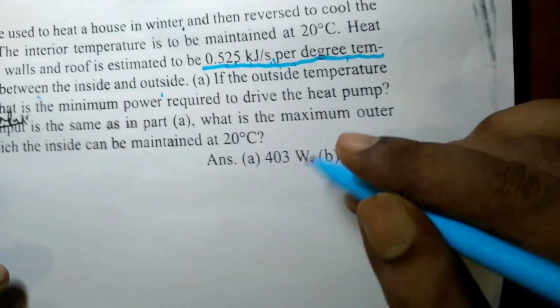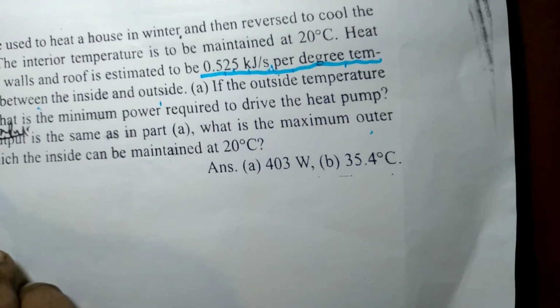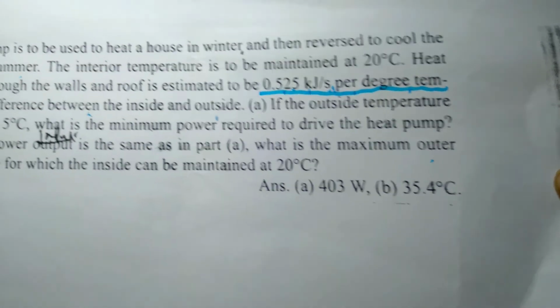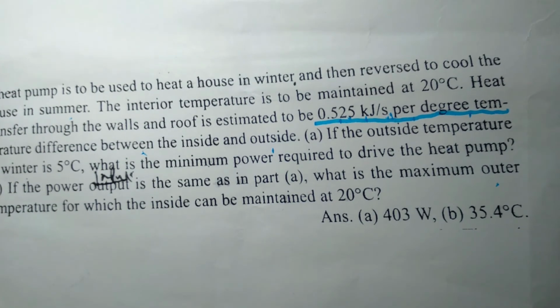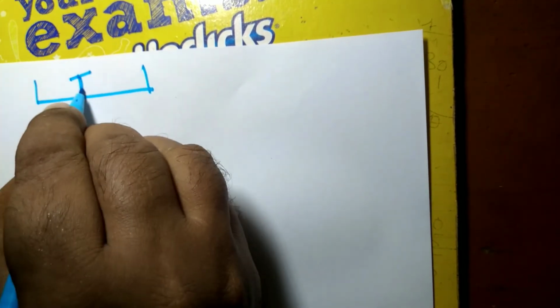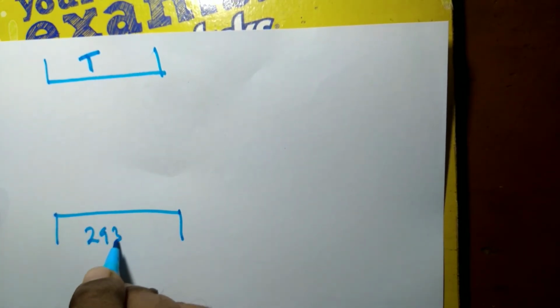So what happens in summer? What is the maximum outer temperature for which the inside can be maintained at 20 degrees Celsius? So in case of summer, we are required to find out this temperature T. What is the maximum outer temperature? But inside is again, in the summer, 293 Kelvin.